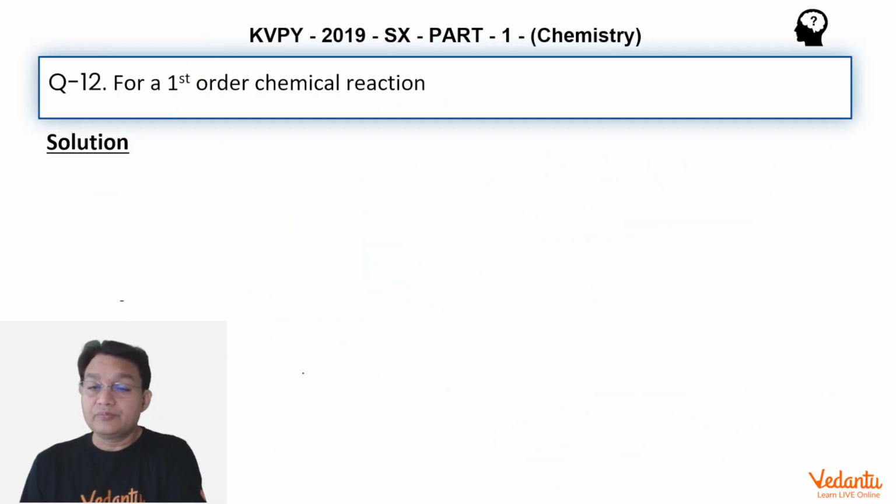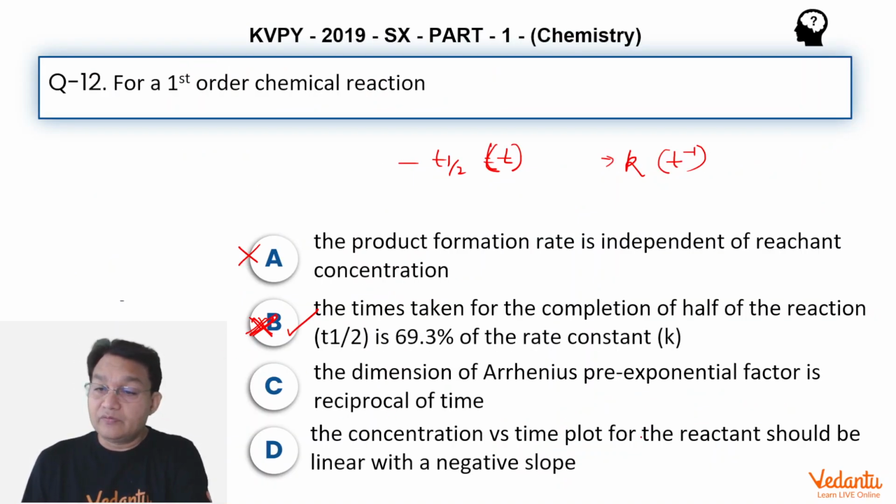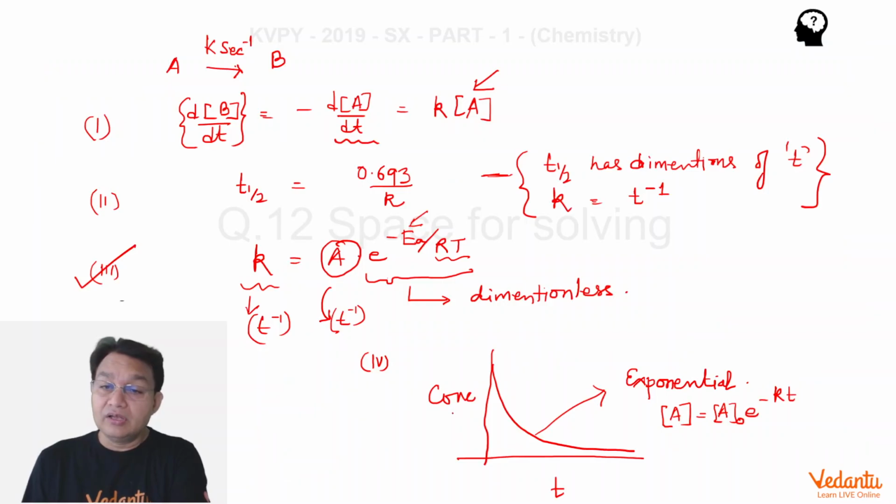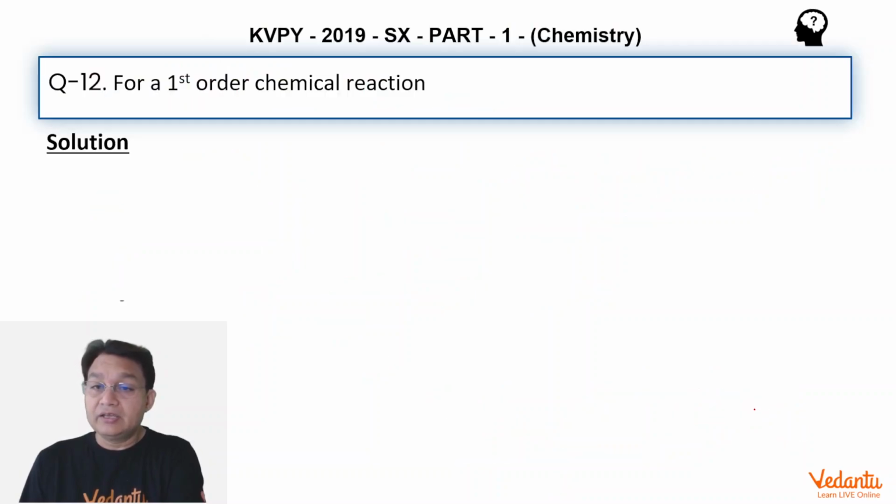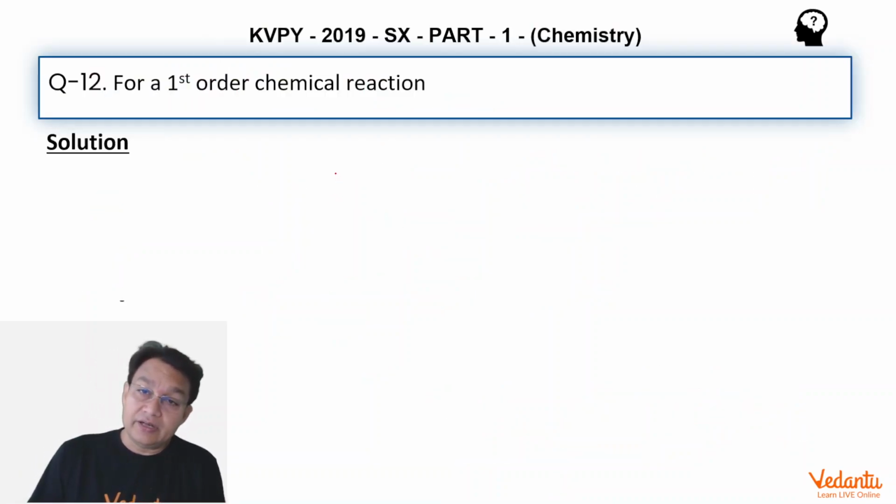And of course, the fourth option is that the concentration versus time plot for the reactant should be linear with negative slope. That is obviously wrong because the concentration versus t graph is exponentially decreasing. It is not linear. And how can you judge it? Because we know the integrated expression for first order, which is A equals A naught e to the power minus kt. From where you get this exponential graph is the very famous integrated rate law, k equals 1 upon t ln of A naught by At.